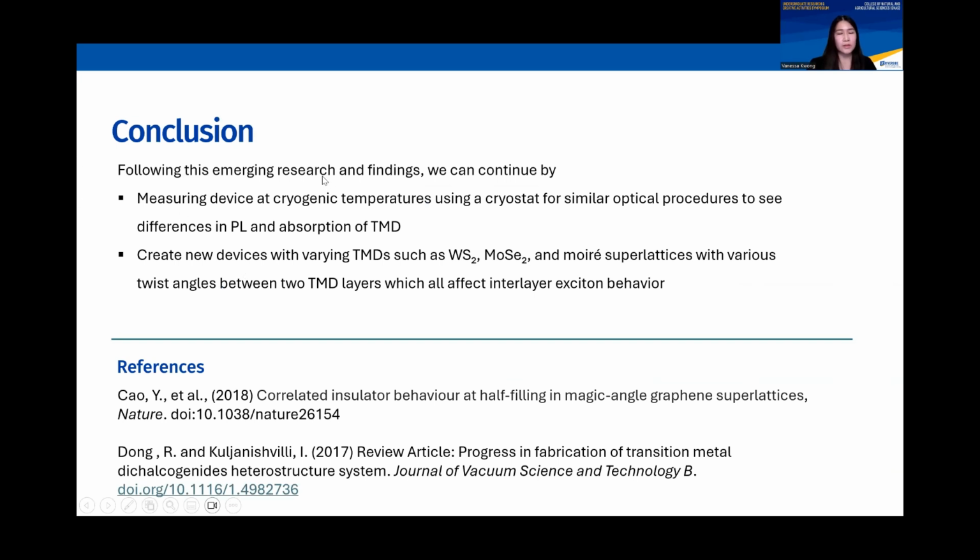So to conclude, although this is still an emerging research, we could continue by measuring the same PL and absorbance data of the same device at cryogenic temperatures by placing it in a cryostat and taking the spectras, or also swap out the TMDs for other TMDs like WSe₂ and MoSe₂, or also stack multiple TMDs within the device to create moiré superlattices when twisted. And with both of those scenarios, we should see different interlayer exciton behaviors.